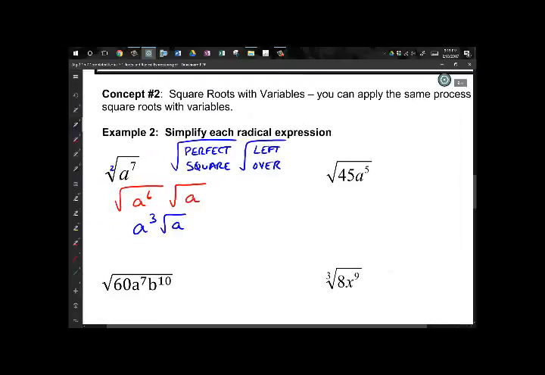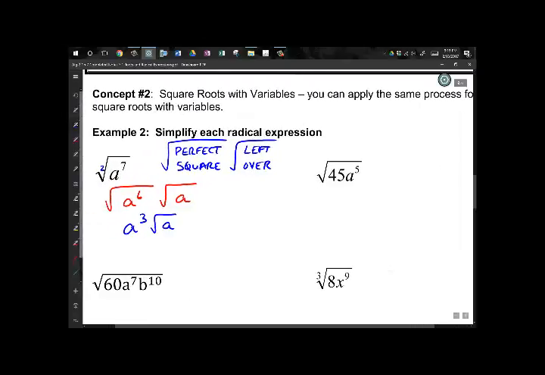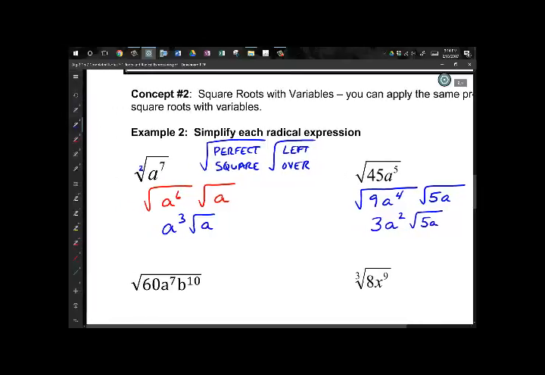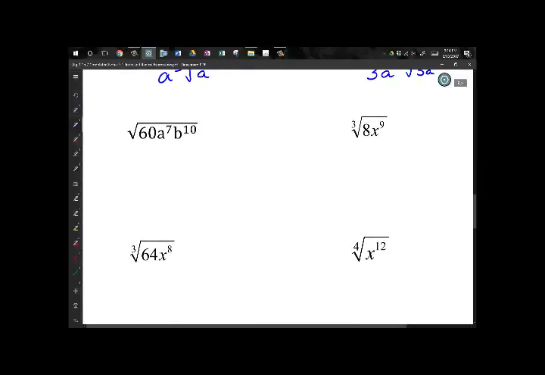Let's come over here and look at the square root of 45 a to the 5th. 45 breaks down into 9 and leftover 5. A to the 5th breaks down into a to the 4th, the even number directly below a to the 5th, and 1 leftover a. So the square root of 9 is 3. We cut the a to the 4th in half and get a squared, and we have a leftover 5a as my leftover root. Let's keep practicing with squares.